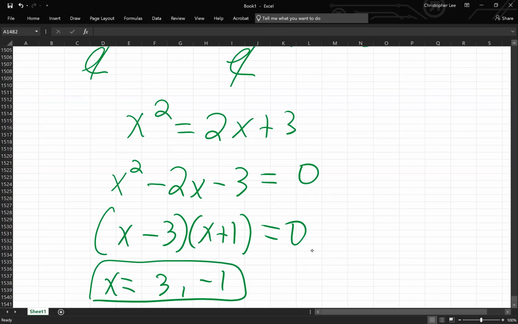Questions on this? It's literally that simple. You can verify by plugging it in, and seeing that it works. That's it.